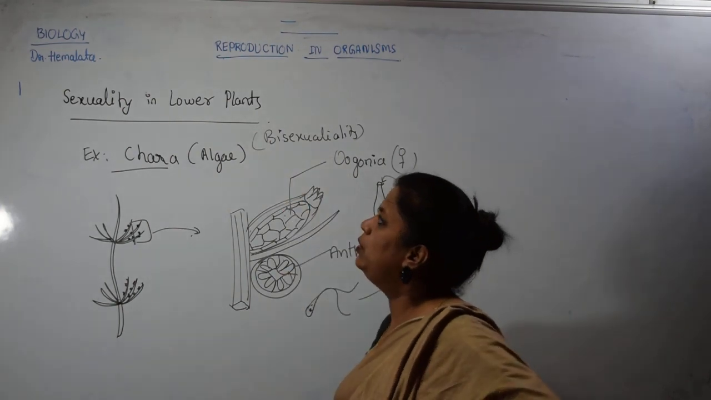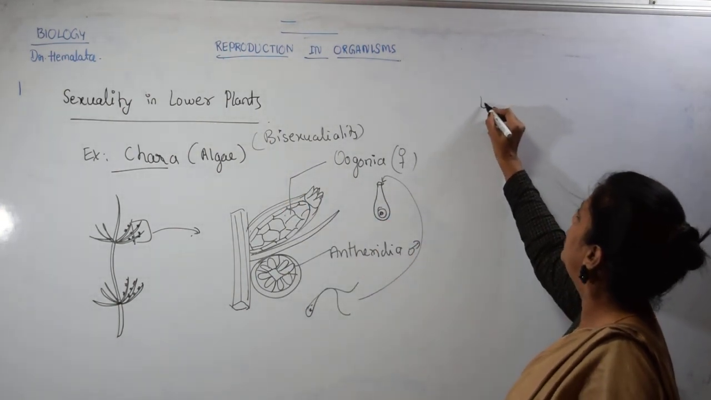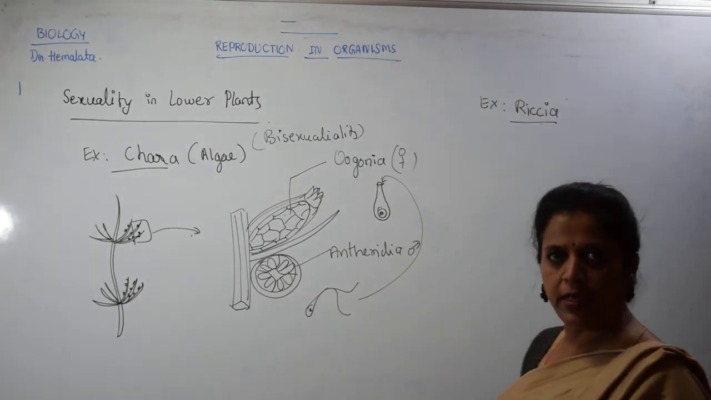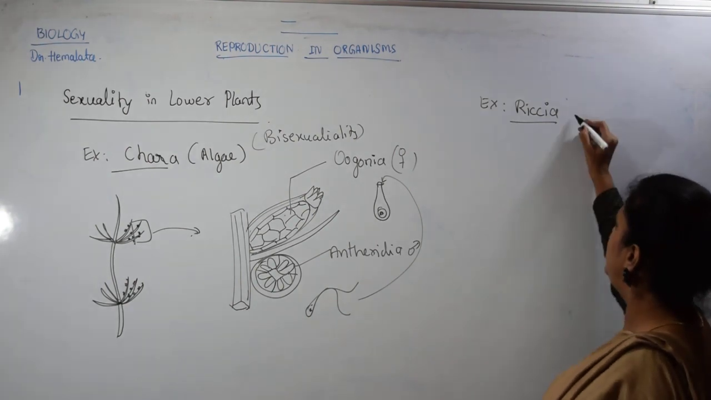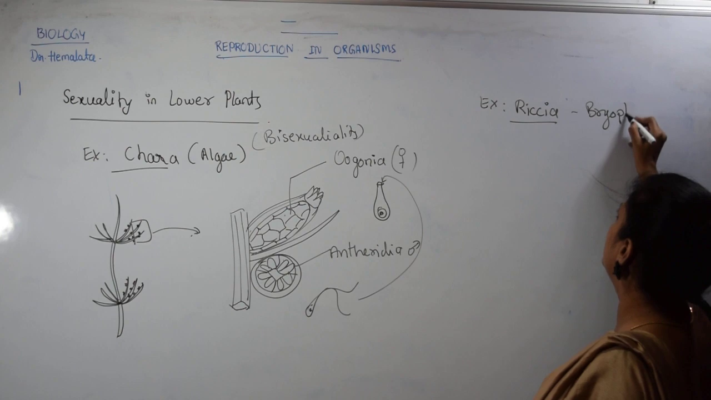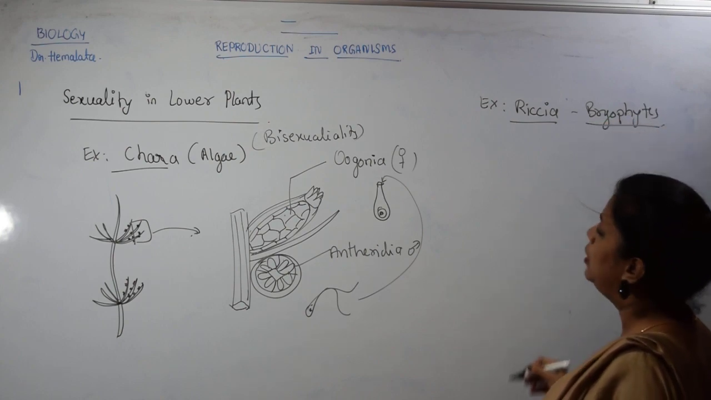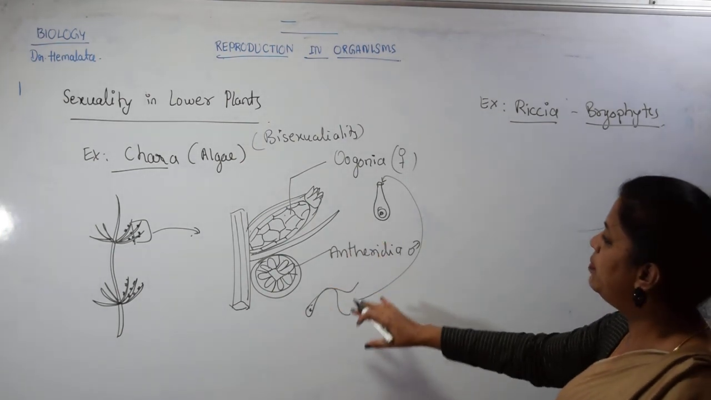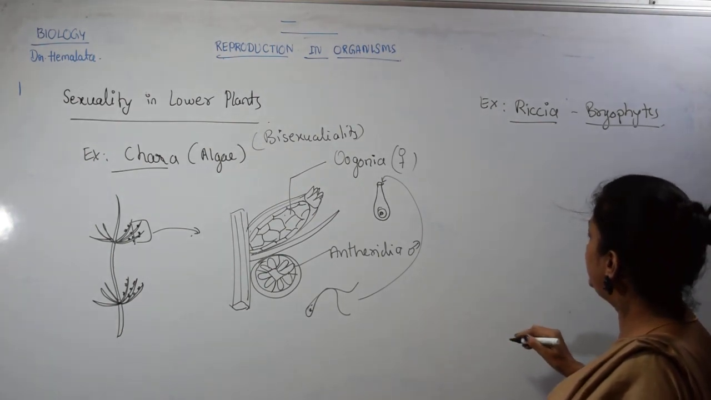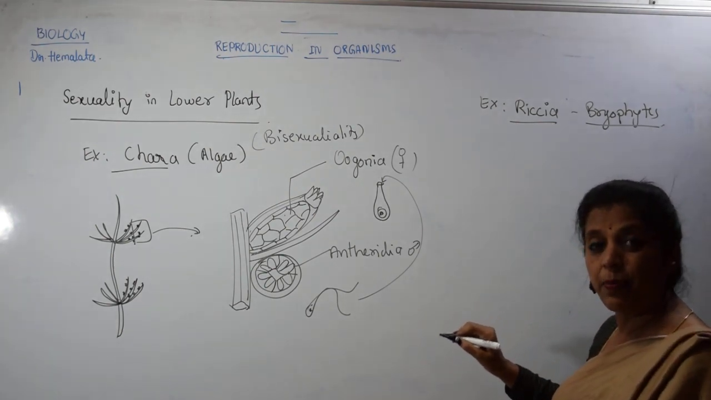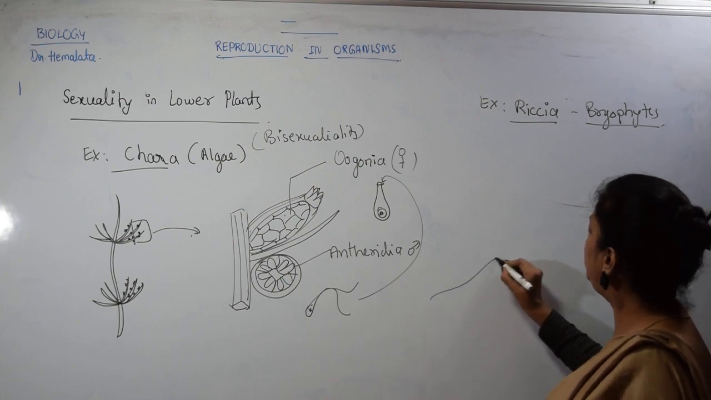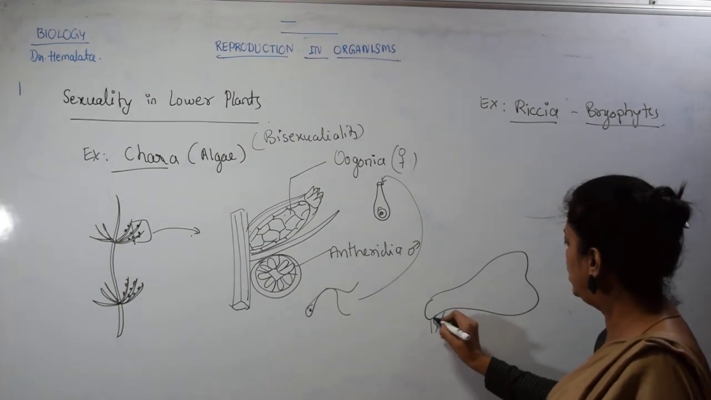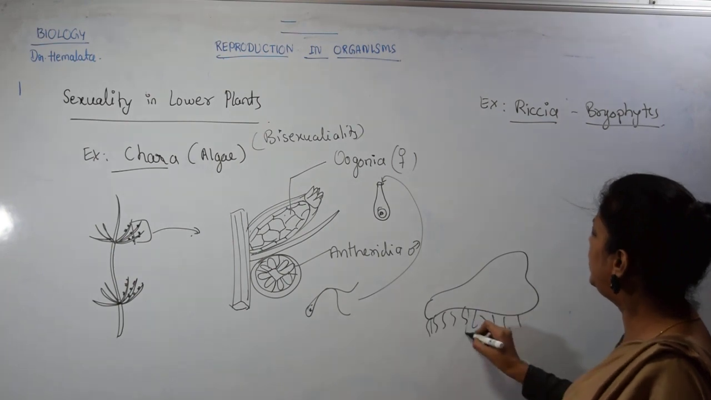But another example is Riccia. Whenever I use the word, you should immediately catch up where it belongs. It belongs to bryophytes. In bryophytes, the male and female thallus are different. Here, this is not a thallus, this is oogonium and antheridia. But in bryophytes you get separate male and female thalli, right? Imagine this is a male thallus. Normally, bryophytes have cushiony structures. You will have rhizoids here. Don't draw them like trees, right?